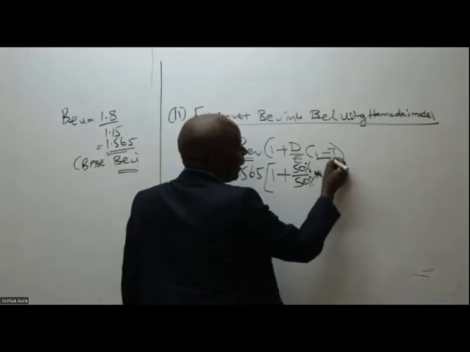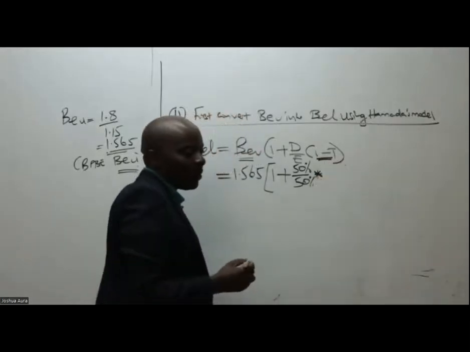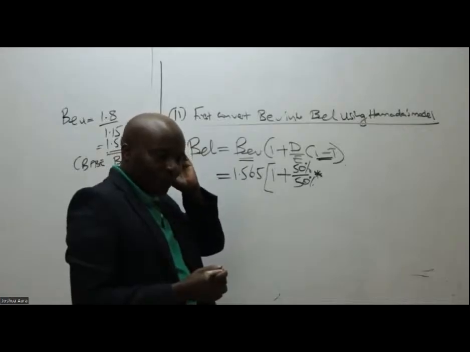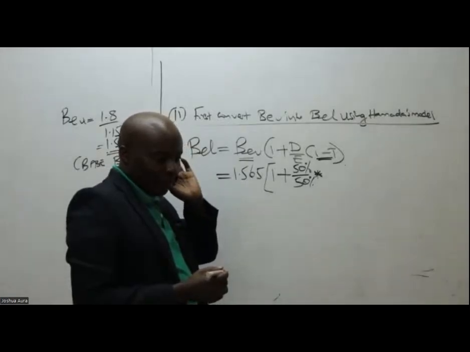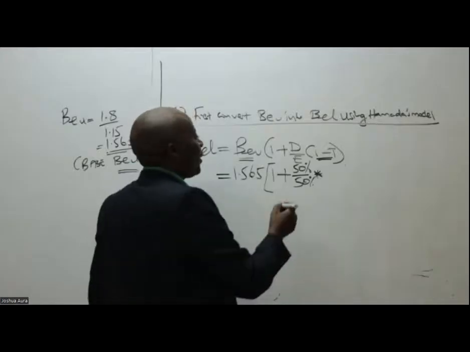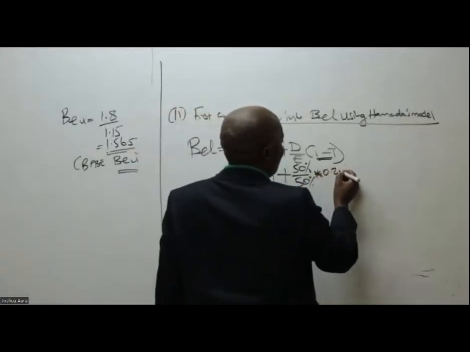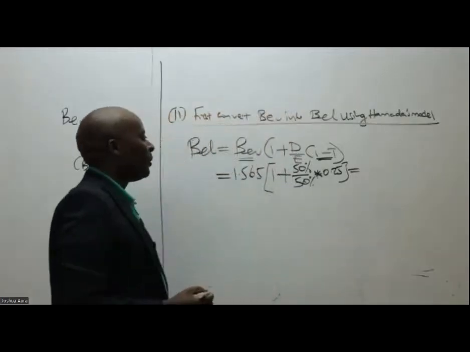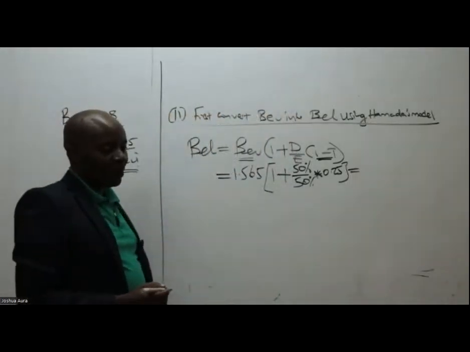Times 1 minus tax. Are you able to remember the 1 minus tax figure? That doesn't keep on fluctuating. 0.25. Thank you so much. So then could you kindly give me this BEL?